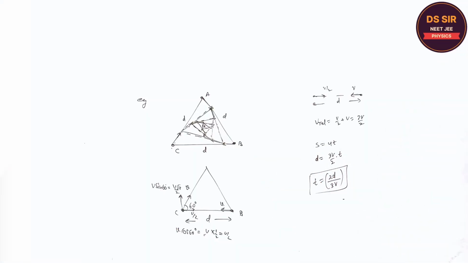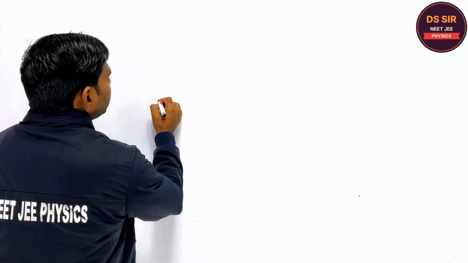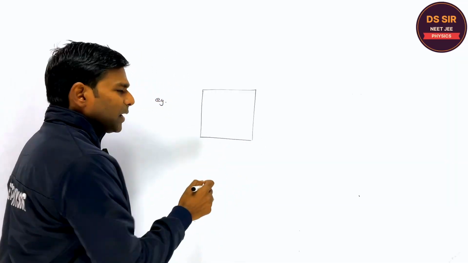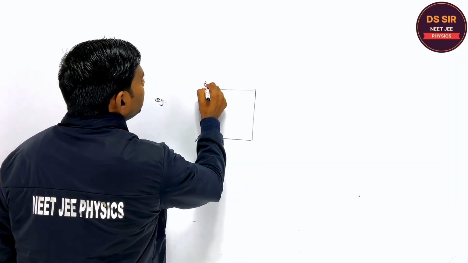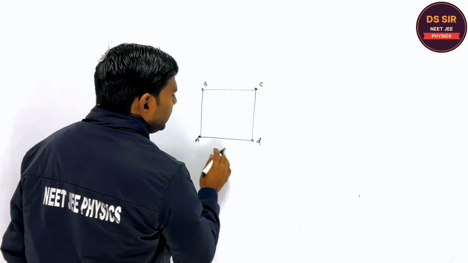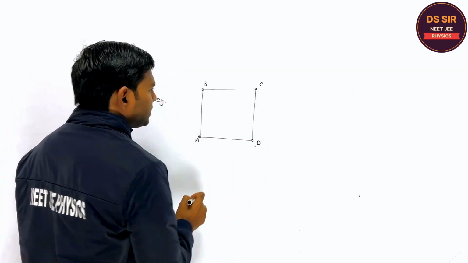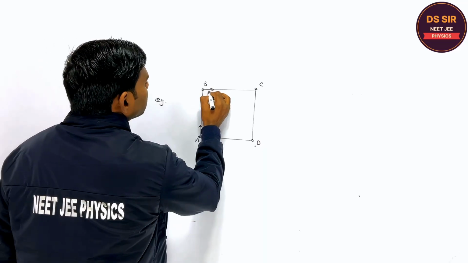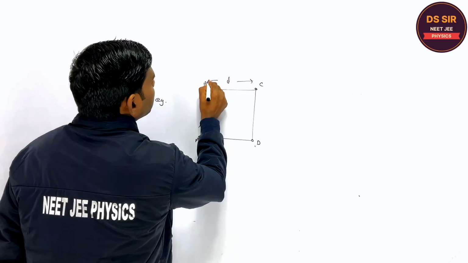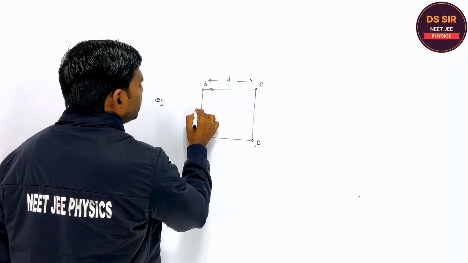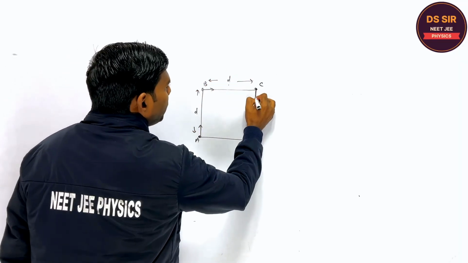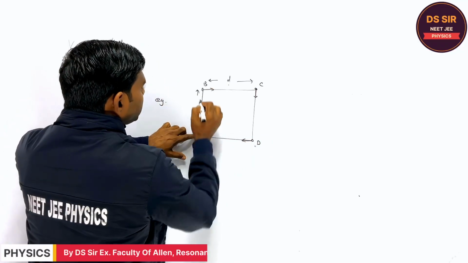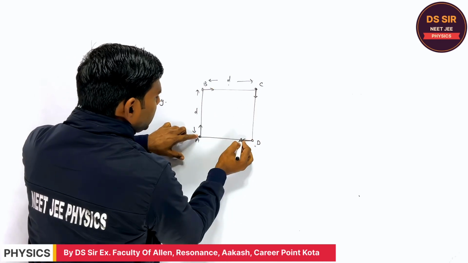Copy this. Similarly, we can take another illustration. For example, suppose there are four particles A, B, C and D. The four particles are moving towards each other as we did in the previous case, and this is a square, and the side of the square is D. Is it clear or not? So every particle looks towards the next particle. A is looking towards B, B towards C, C towards D, and D towards A.